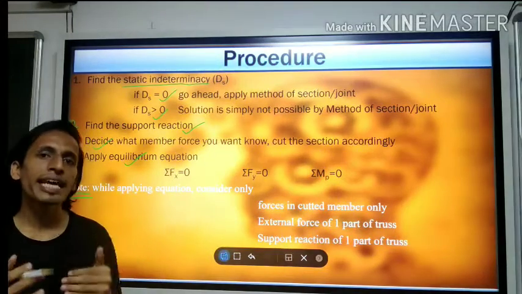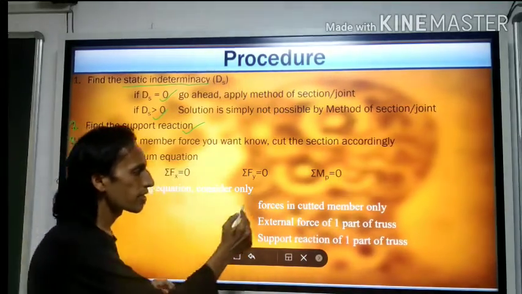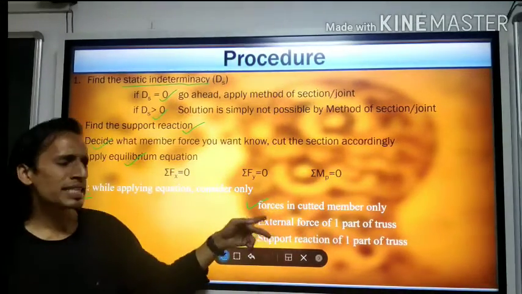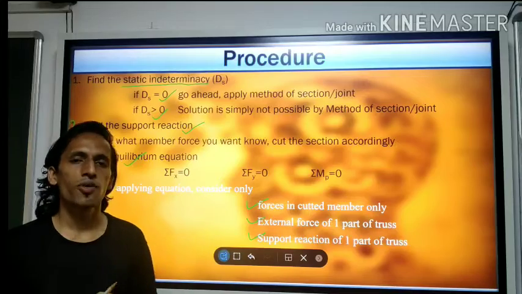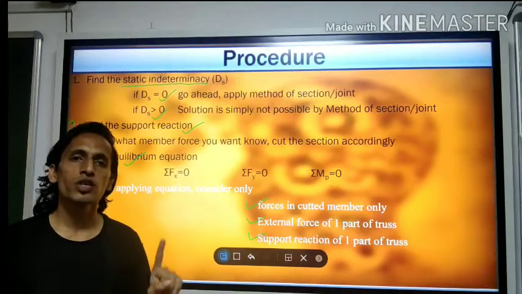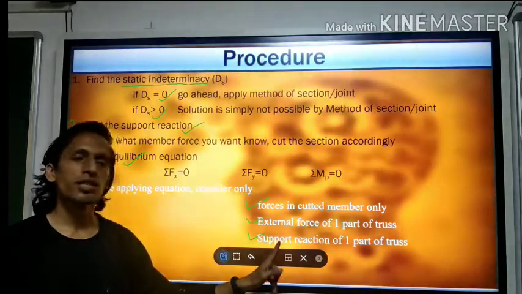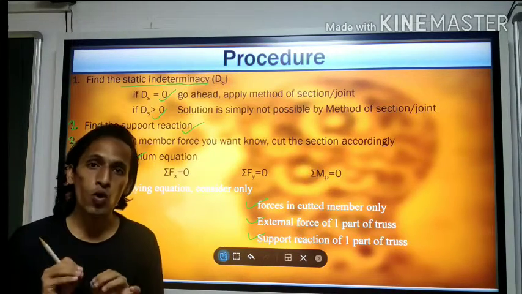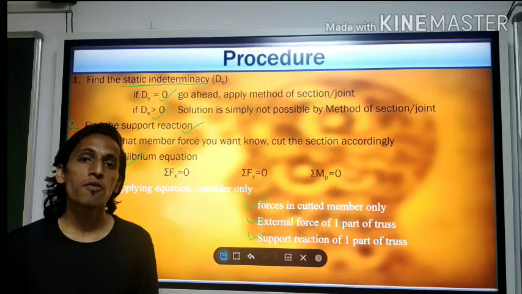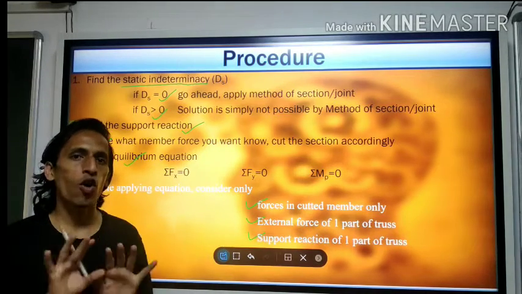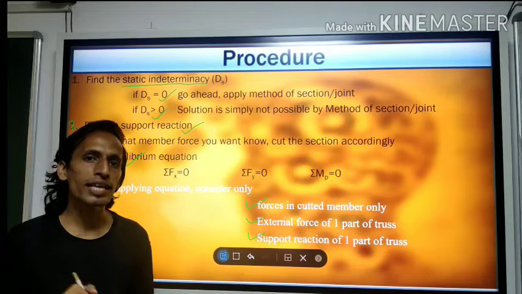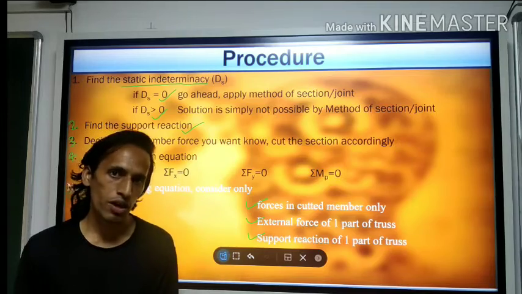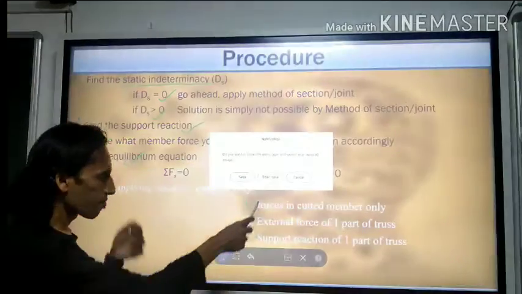So to maintain that, you can only consider this one, and this one. So what does this mean? We will come to that again in the question. Right now you should understand what you should include in the equation: support reactions, external forces, and forces in those members only which were cut by the section. Not all members, only the members which are intersected or cut by the section. We will see that later.